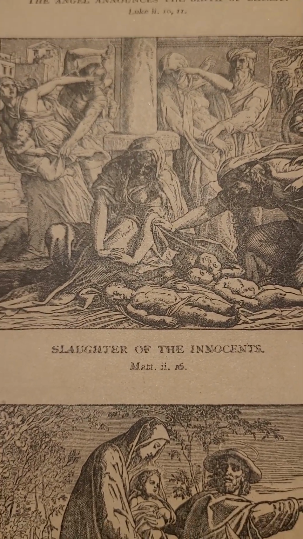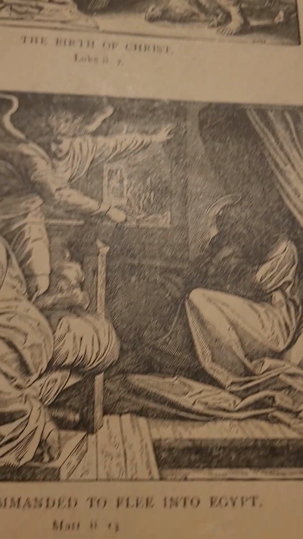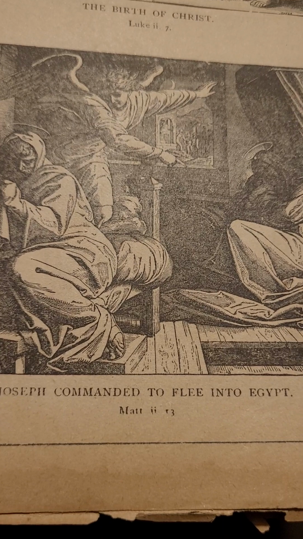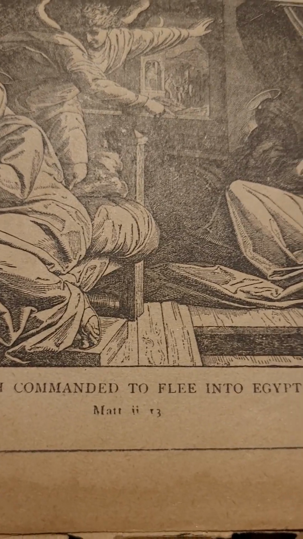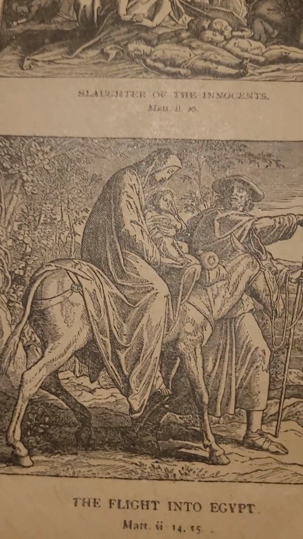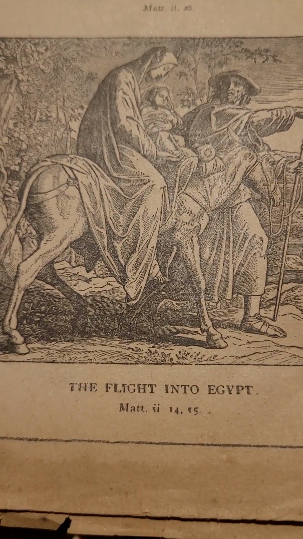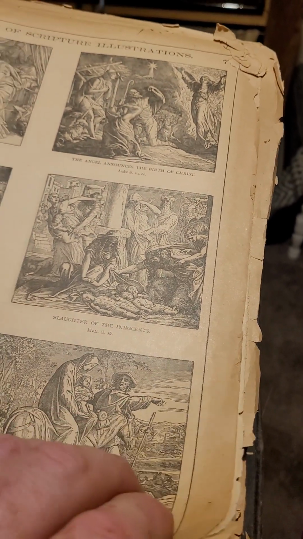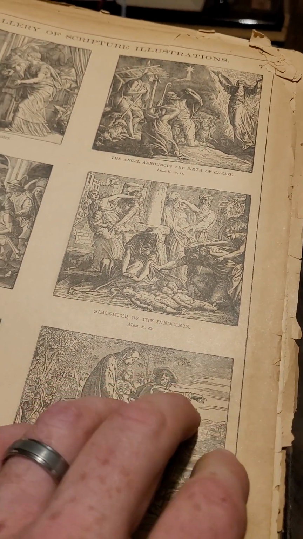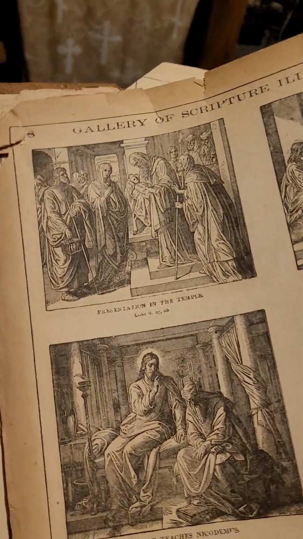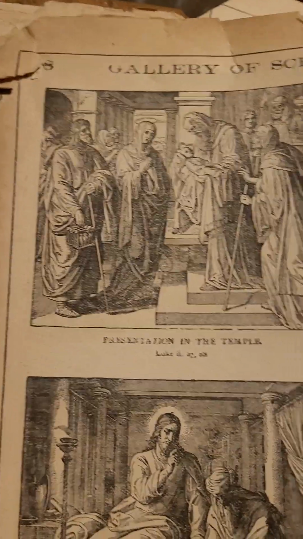Slaughter of the innocents. Joseph commanded to flee into Egypt. The flight into Egypt. One of the purposes of the icons is they tell the story of the Bible to illiterates. So people who can't read, the icons would tell the story a lot of times.